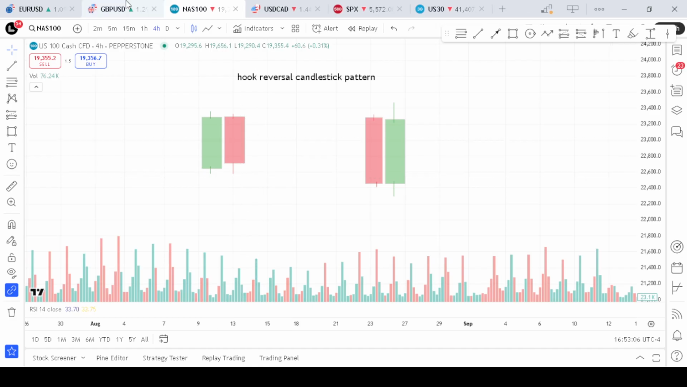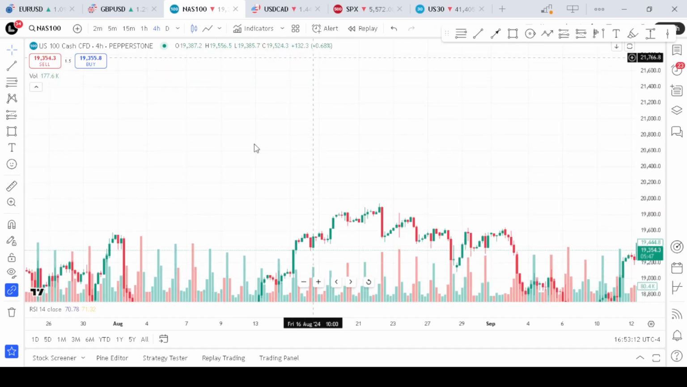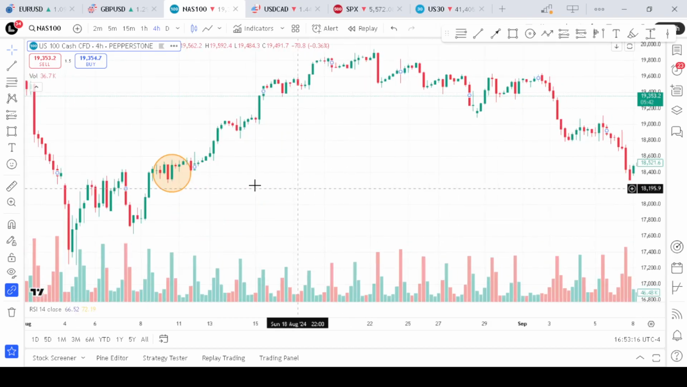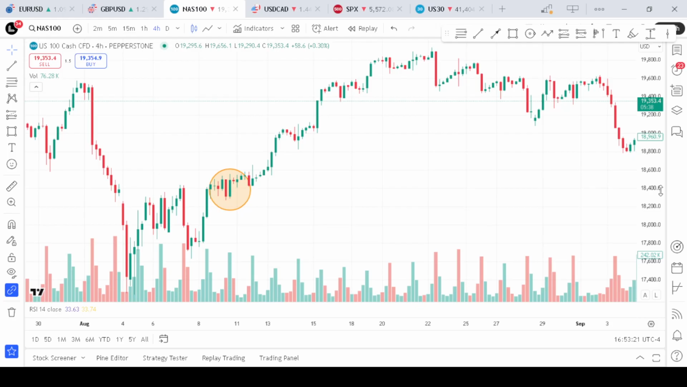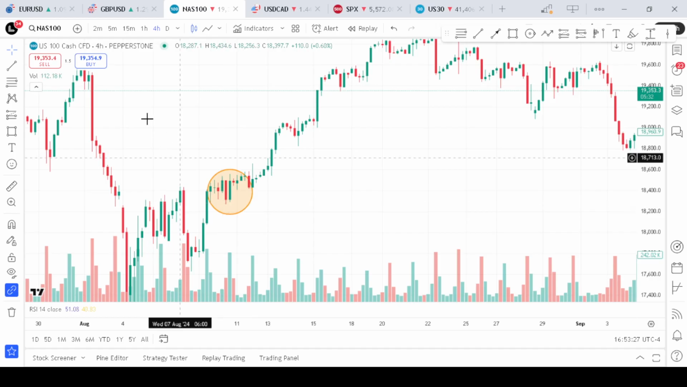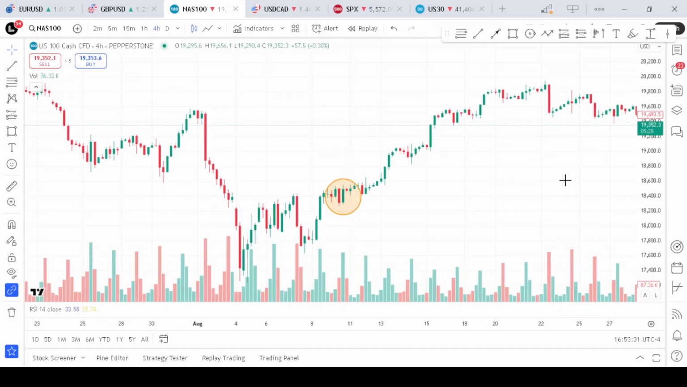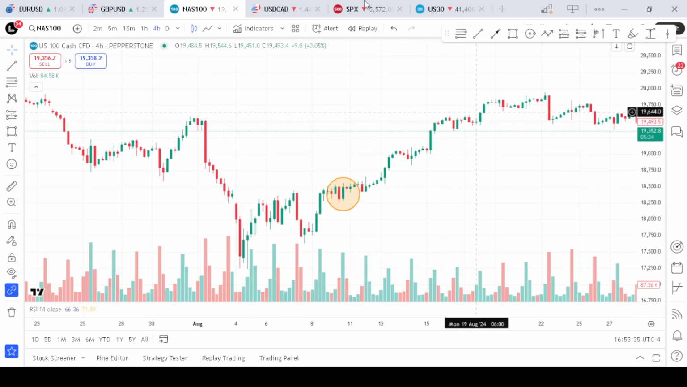So now let's look at it in real time. Let's see this pattern in real time. As we can see, this area marked out on my chart is for the bullish reversal. This is a downtrend. As we can see, the market was trending to the downside before we saw the pattern and it reversed to the upside.